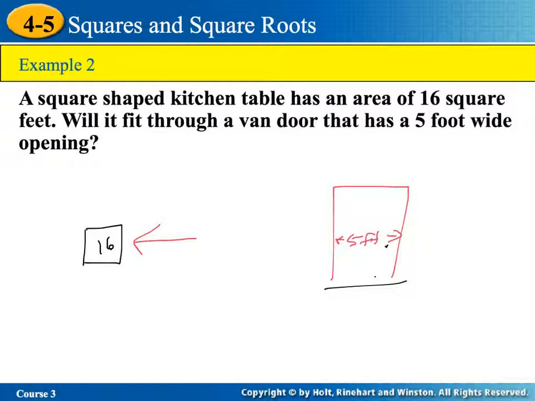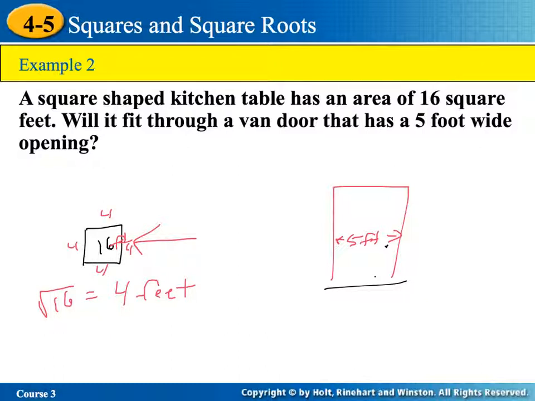All right, so the side length of this is 16 square feet. Oh, I forgot about the feet here. In order for us to find the width, we need to take the square root of 16, which is 4. Now, remember when we talked about that there are 2 square roots to each number. There's a positive and there's a negative. Does it make sense for us to use the negative square root of this? No, I can't give you negative 4 feet of a table. It doesn't work. So it's going to be 4 feet is each length. Each length is 4.